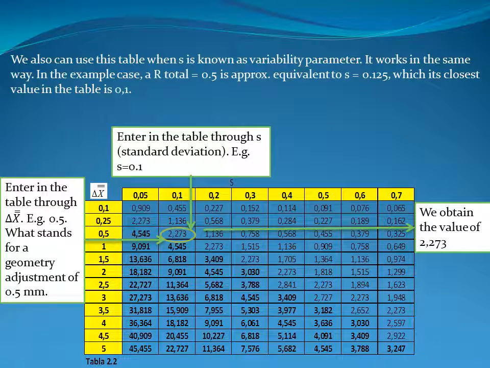If we had XS charts instead of XR charts, then we would use this table, but it works in the same way. What I have to say is that 0.1 is not equivalent to 0.5 in the example that we have seen before.